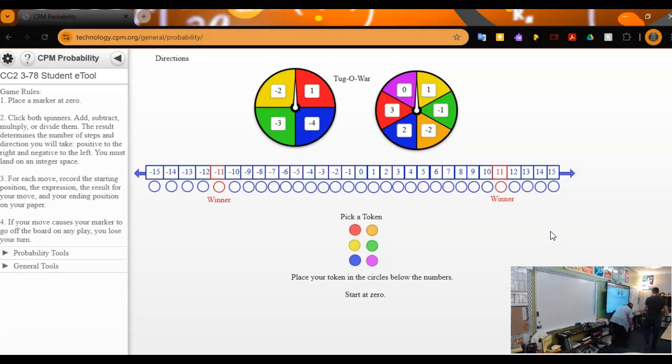So, Kyra, what color would you like? You get the important job of picking the color. Purple. I'll take green then. You want to go first or second? Sure. -2 and 3, I'm going to multiply those and go -6.